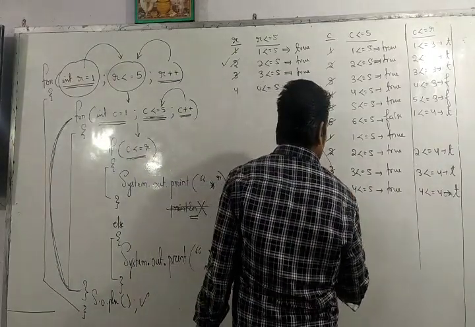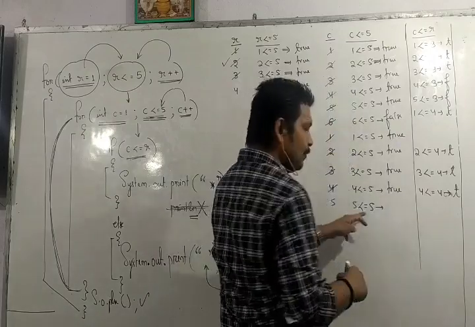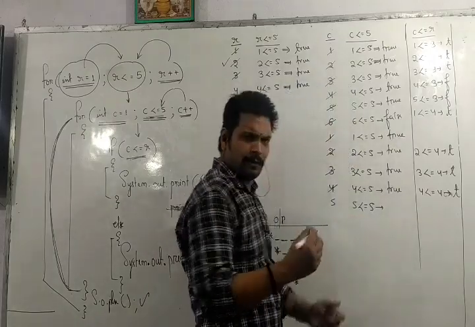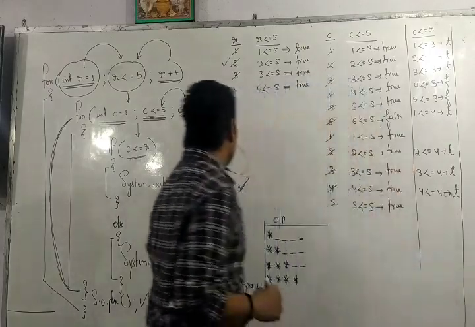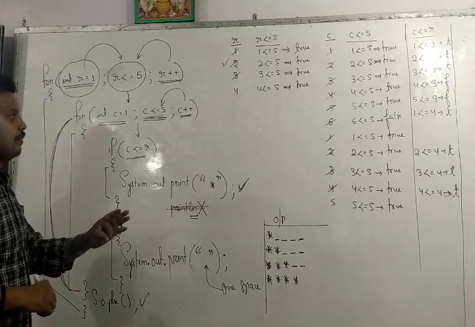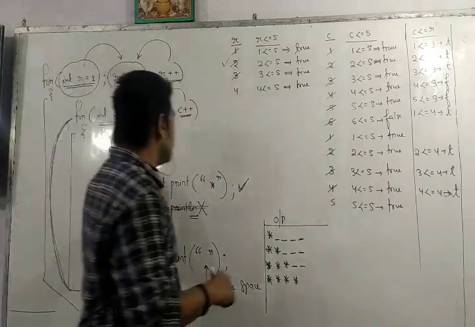C++ is 5. 5 is less than equal to 5. 5 is less than 5? No, but 5 is equal to 5. Yes. So the value is true. If it is true, then the control will come here and check once again. C less than equal to R.